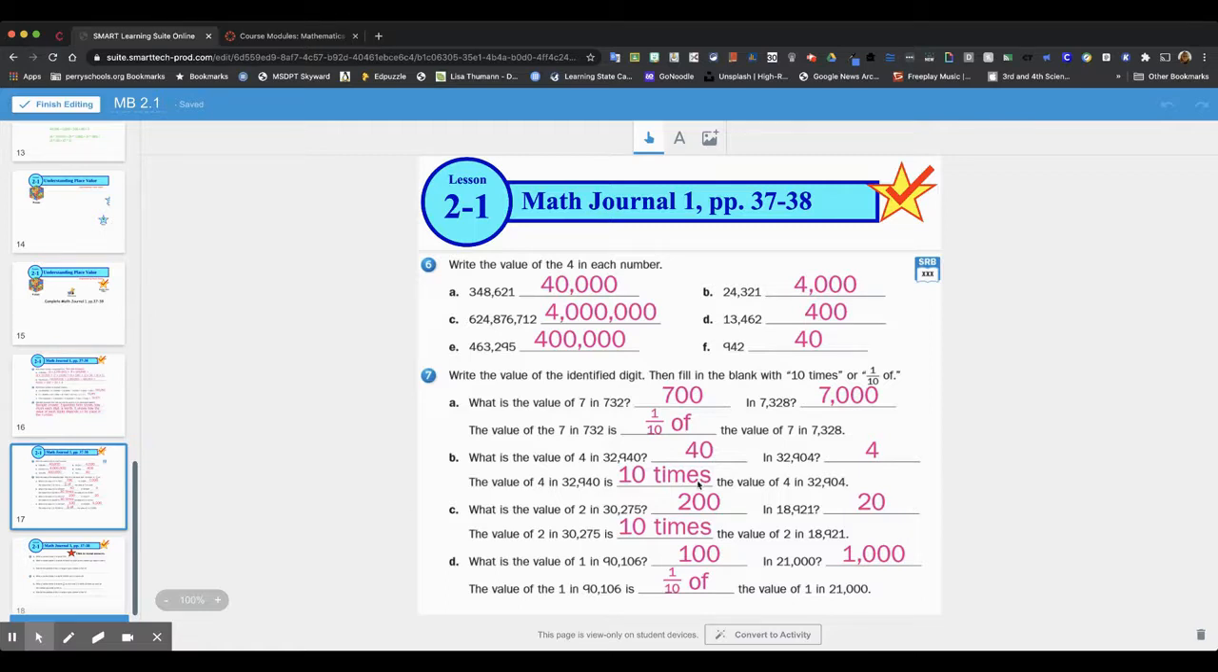40 for 1 in 32,000 is 10 times the value of the 4 in 32,904. C, we've got 200 here, 20 here. The value of the 2 in 30,275 is 10 times the value of the 2 in 18,921. And then finally, the 1 is worth 100 in this number, and it's worth 1,000 in this one. The value of the 1 in 90,106 is 1/10 of the value of the 1 in 21,000.